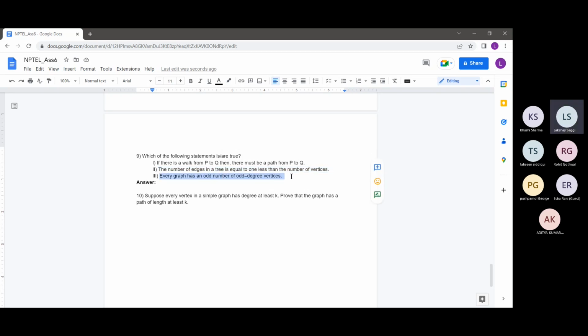Similarly, the third option is saying every graph has an odd number of odd degree vertices. I guess this is something which was called the handshaking lemma, right? Every graph has an odd number of odd degree vertices. Maybe I can discuss this.